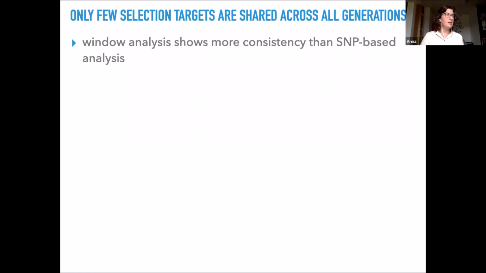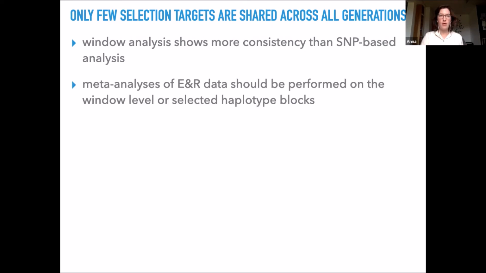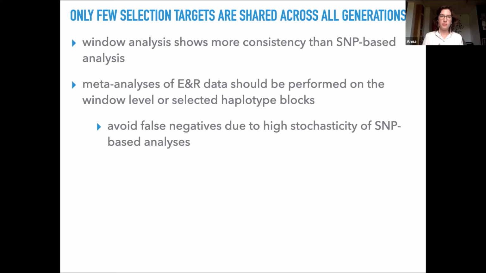And this suggests that window analysis shows more consistency than SNP-based analysis, which is probably not too surprising. However, we recommend that if you compare E&R studies, for example, you should do this on a window level or selected haplotype blocks if you have, because this will help you to avoid false negatives due to the high stochasticity of SNP-based analysis. And Neda and Christian wrote a paper in Molecular Ecology where they actually discussed this. So feel free to look it up if you want to learn more about that.